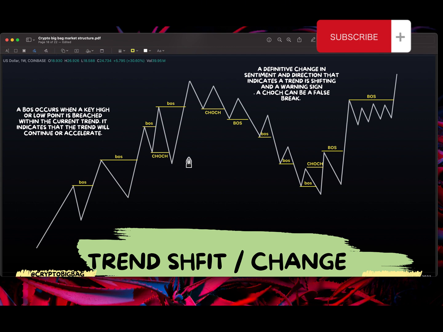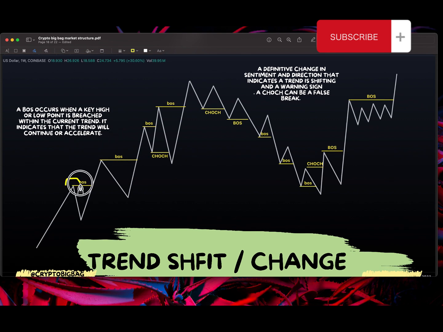For example, right? Before I give you an example, I want to explain the meaning of BOS and CHoCH. BOS means break of structure, right? Breaking the previous highs, or breaking the previous lows. BOS occurs when a key high or low point is breached within the current trend. It indicates that the trend will continue or accelerate.